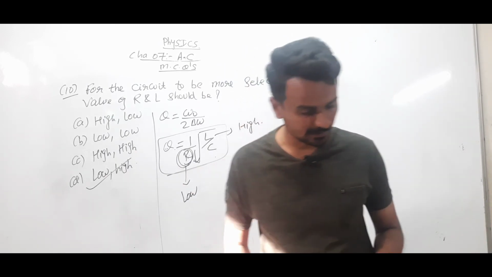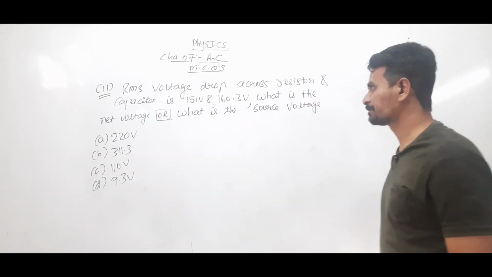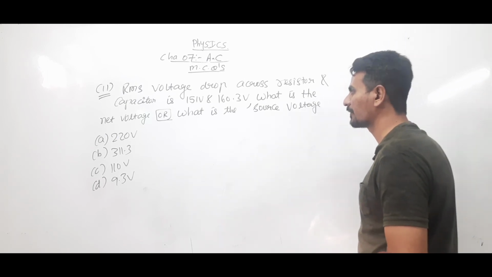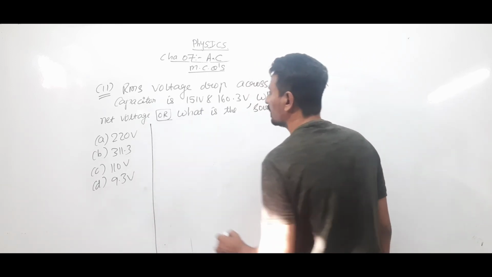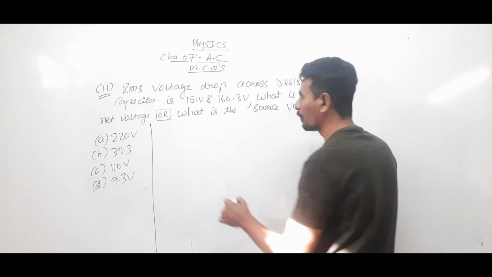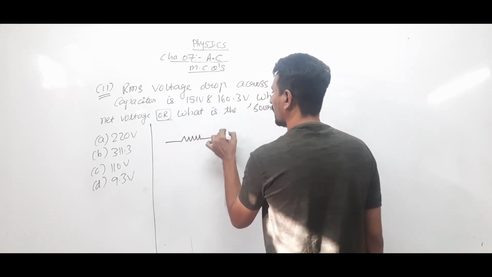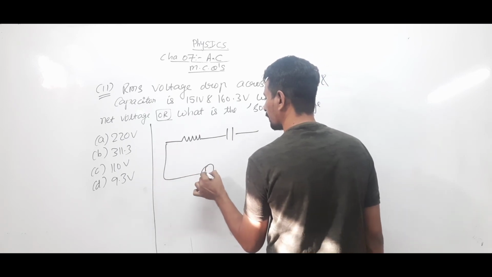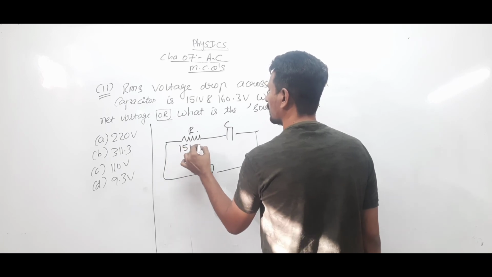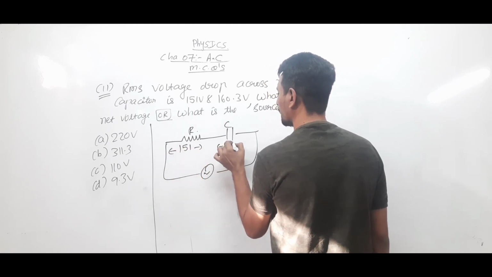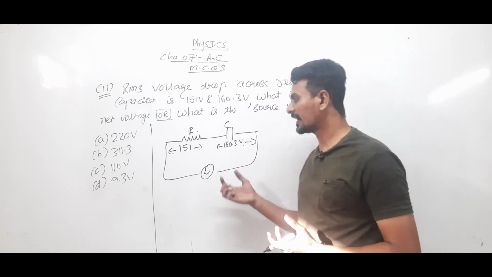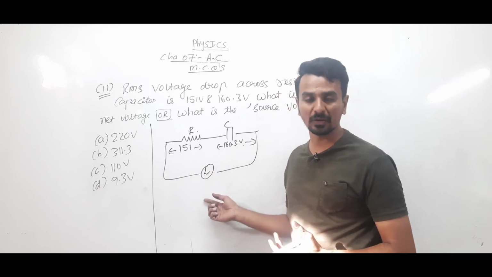Clear? Fine. The next one. 11th one. The RMS voltage drops across a resistor and a capacitor are given as 151 and 160.3. What is the source voltage or net voltage? That means the voltage across R and C has been given to you. Yes, voltage across R is 151 and across C is 160.3. Fine, as we were dealing with a DC source, such that V1 plus V2 is equal to V.